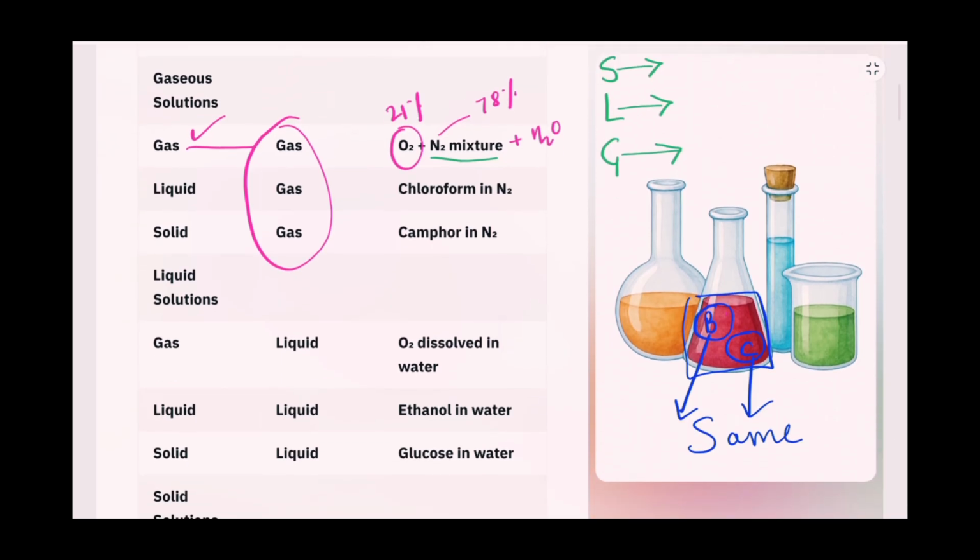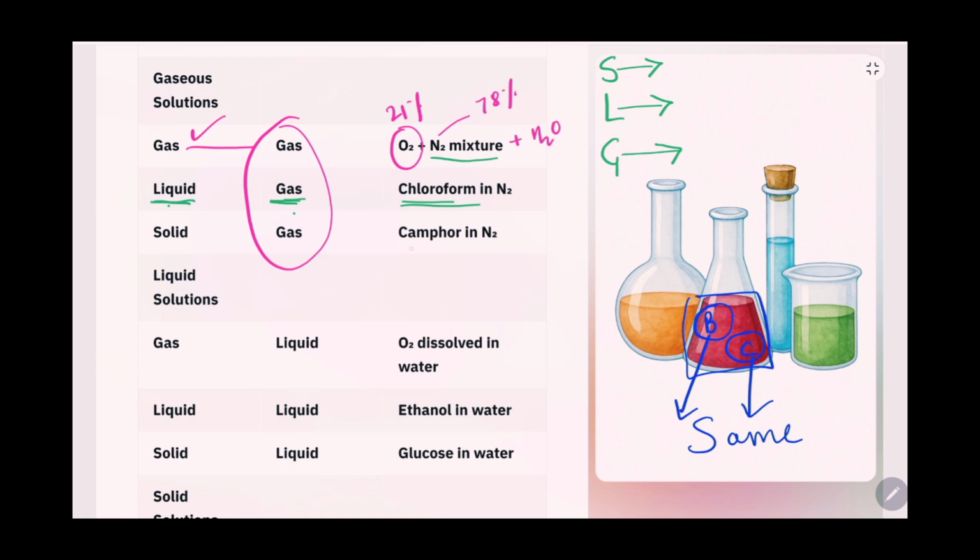The second example is in gas, in the air. For example, if you just take chloroform, it will start evaporating and that can get automatically suspended in the air. So liquid in gas example is chloroform, vapor suspended in nitrogen.